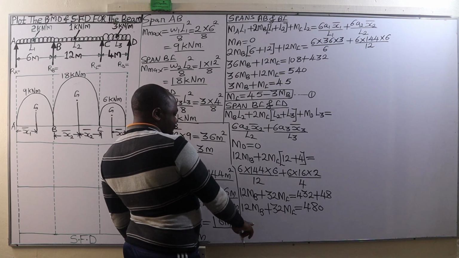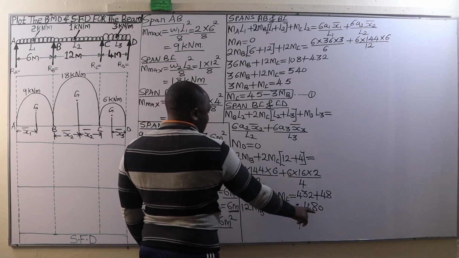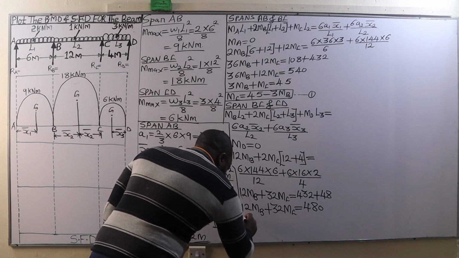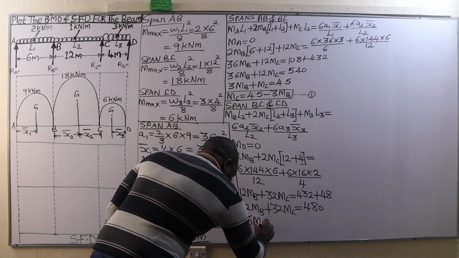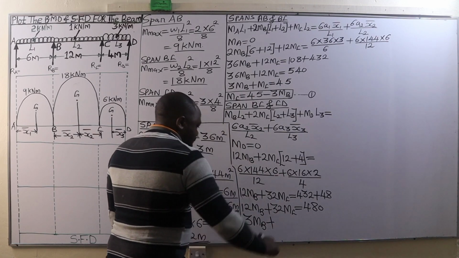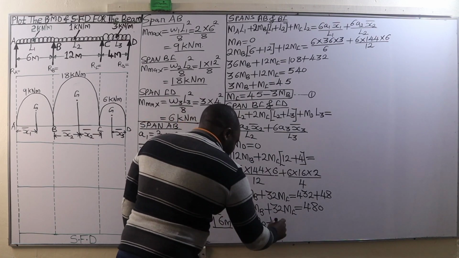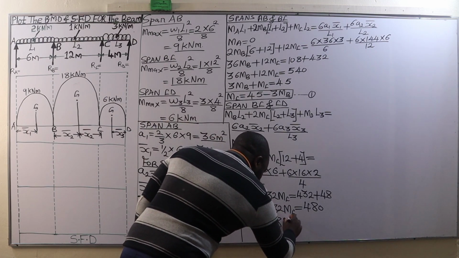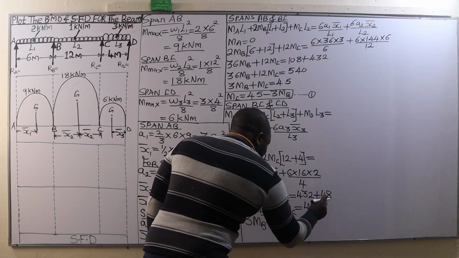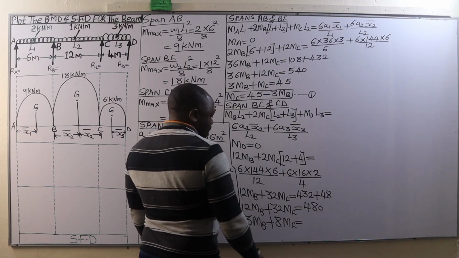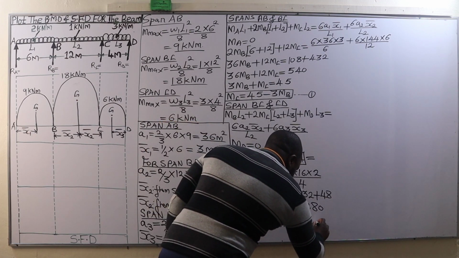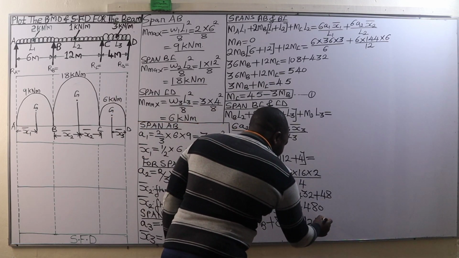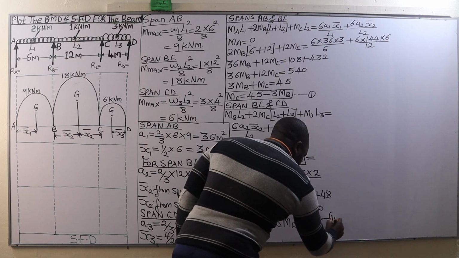Then we are going to divide through by 4 to simplify this equation. So 12 divided by 4, that is 3. Therefore we are going to have 3 MB plus 32 divided by 4, that is 8. So 8 MC is equal to, when you divide 480 by 4, that is going to be 120. So this is going to be our equation 2.